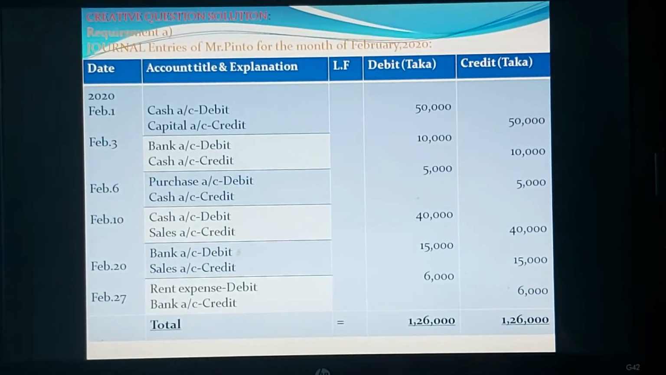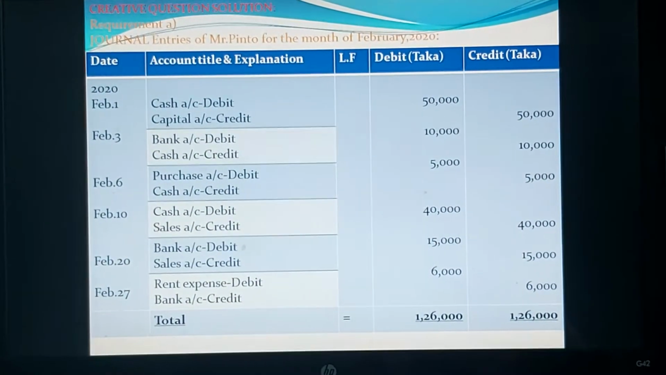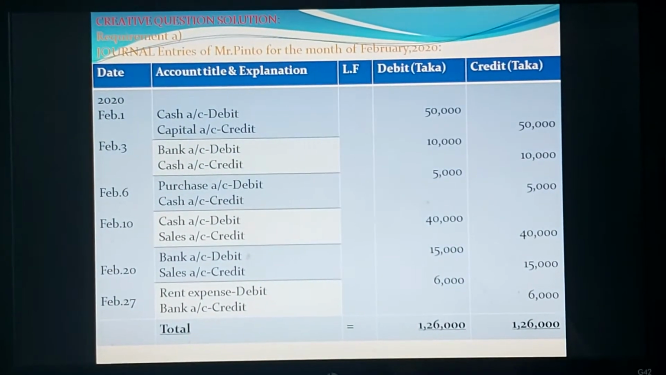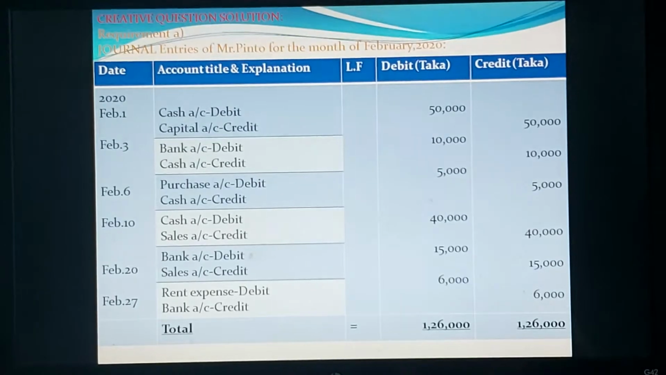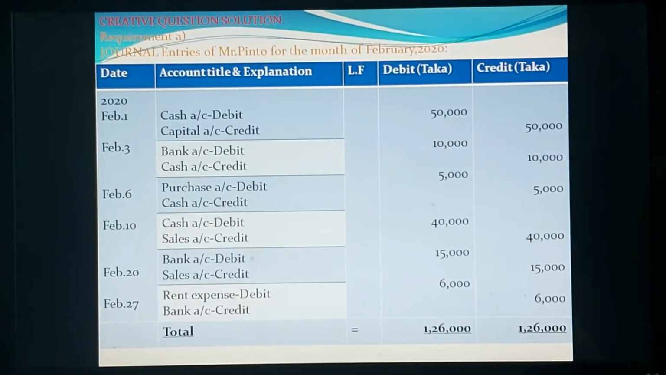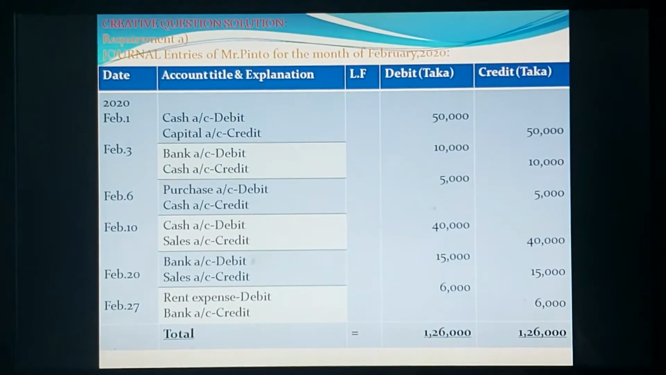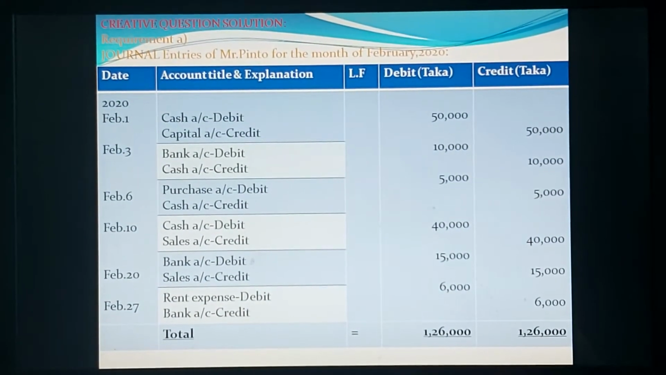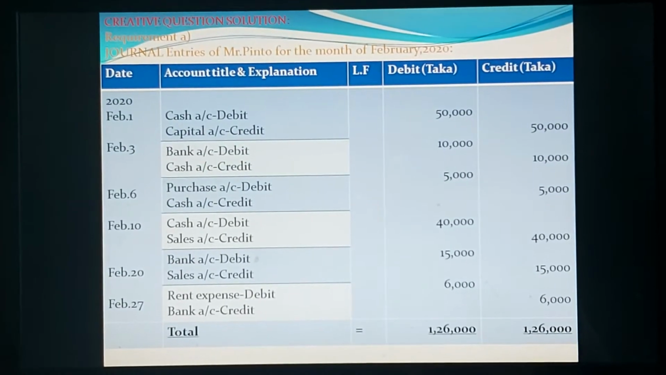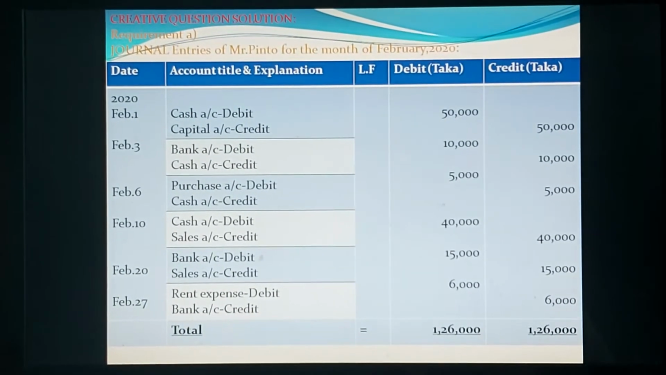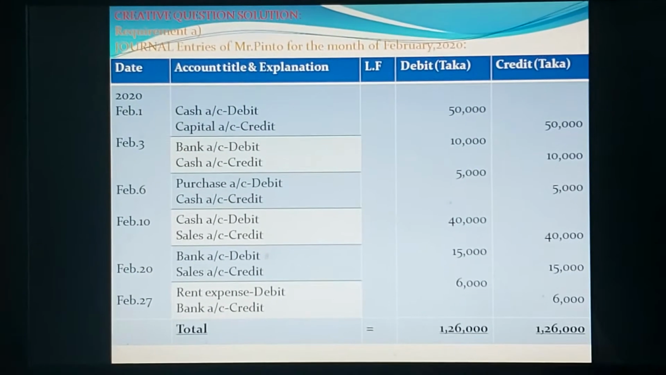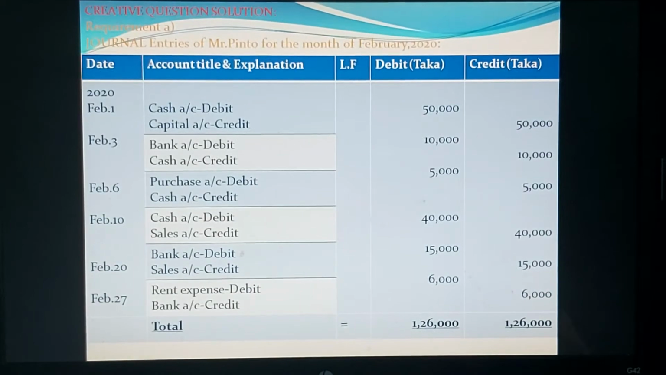Cash account debit, capital account credit, bank account debit, cash account credit. February 6, purchase account debit, cash account credit. February 10, cash account debit, sales account credit. February 20, bank account debit, sales account credit. February 27, rent expense debit, bank account credit. But in journal entries, total amount to be written in debit side 1,26,000 and in credit side 1,26,000.